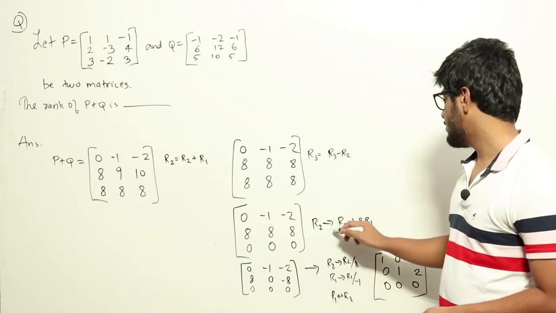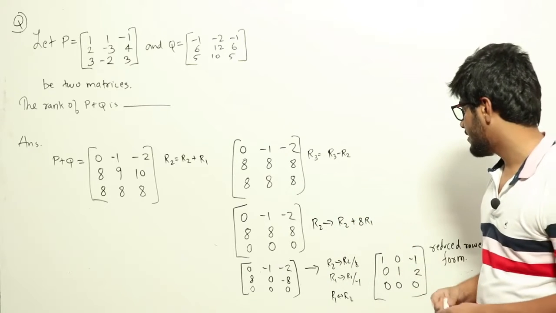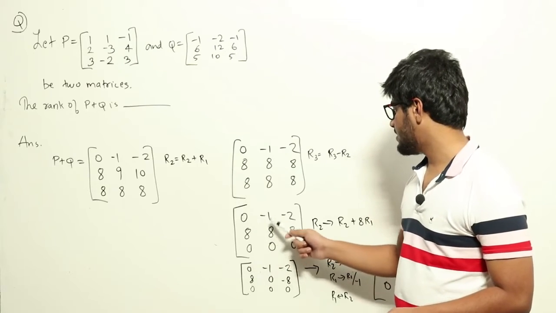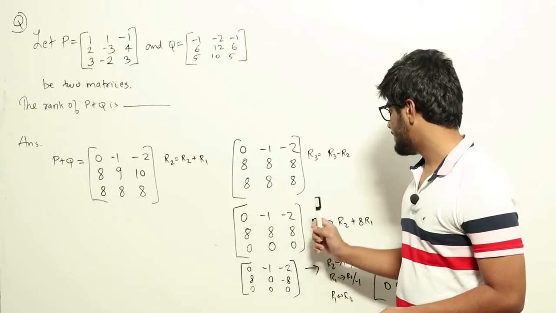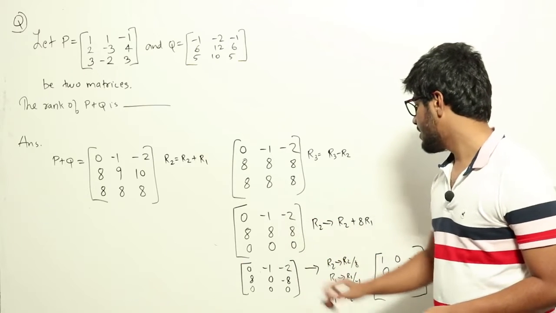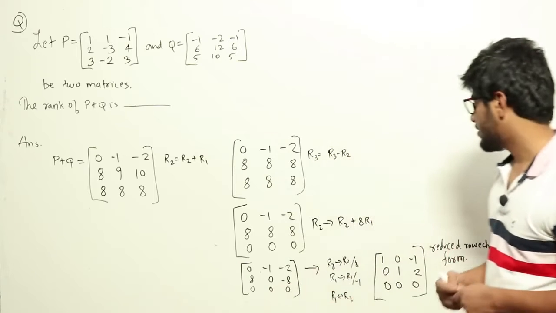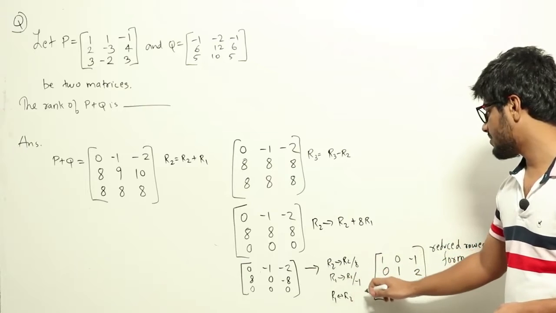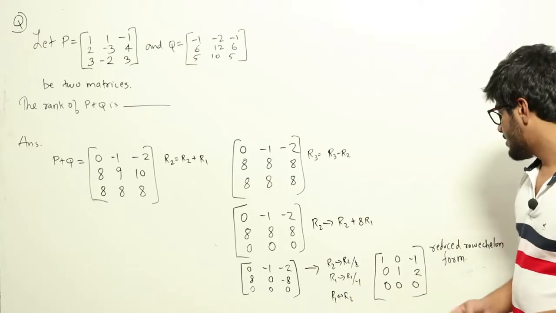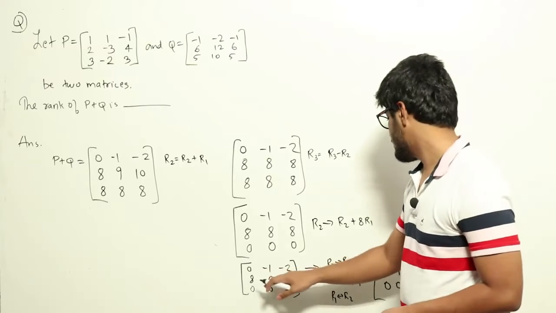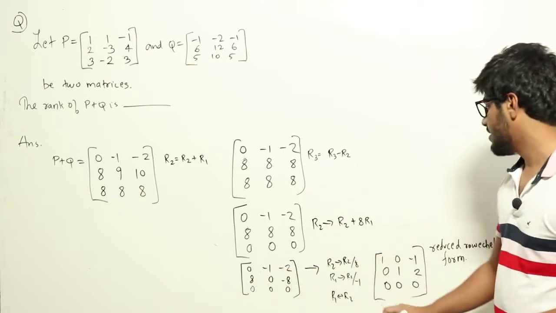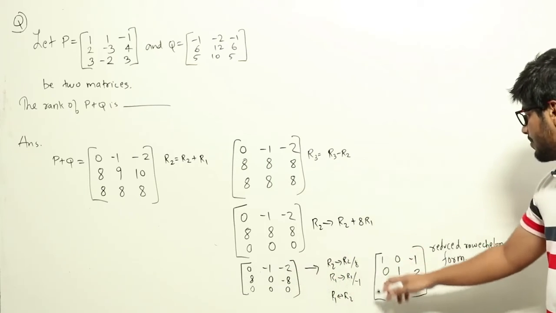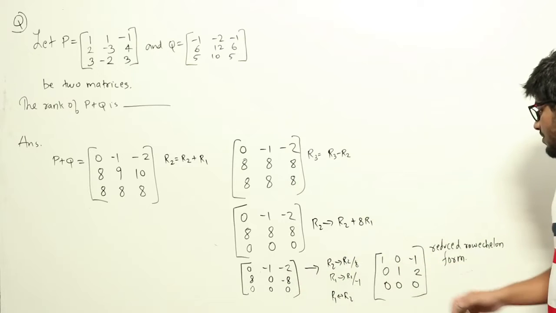After that I can do row 2 equals row 2 plus 8 R1. Now when I do 8 R1, 8 plus 0 into 8 is 8 only. 8 minus 8 into 1 is 0. 8 plus minus 2 into 8 is minus 8, and these are 0. Now I will do row 2 becomes row 2 by 8, row 1 becomes row 1 by minus 1, and I will swap row 1 and row 2. When I do row 2 by 8, this will be 1, 0, minus 1, and when I divide this by minus 1, it will become 0, 1 and 2, and when I swap it, this is the final matrix: 1, 0, minus 1, 0, 1, 2, 0, 0, 0.